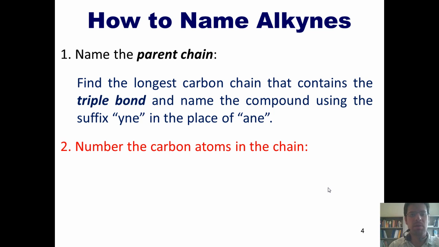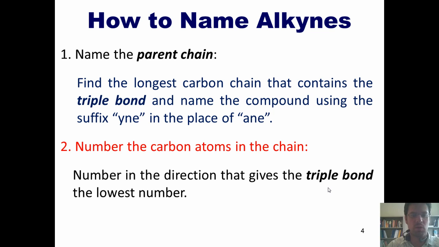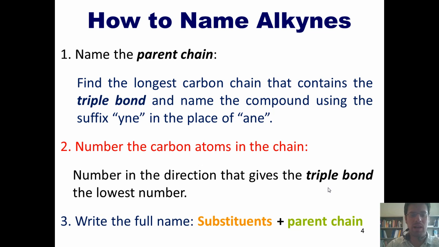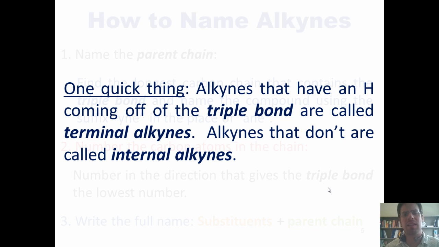Next, we number the carbon atoms in the chain. Now, of course, we're going to number in the direction that gives the triple bond the lowest number, assuming that there are no other functional groups in the alkyne that have higher priority. And lastly, we write the full name, placing the substituents at the beginning of the name and the parent chain name at the end. And one quick thing I want to tell you that's sort of just parenthetical, but nevertheless very important. Alkynes that have a hydrogen coming off of the triple bond are called terminal alkynes, while alkynes that don't are called internal alkynes.